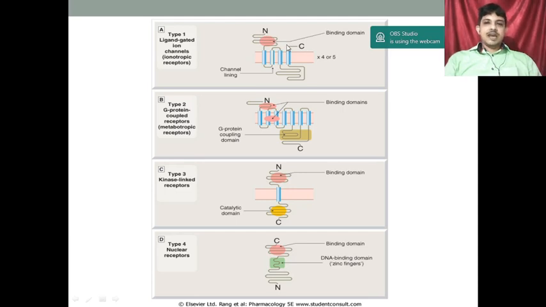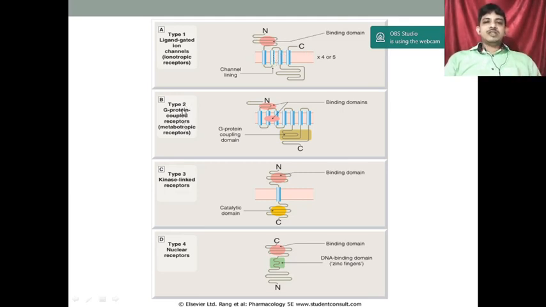Each subunit consists of four helices, and there are 4 to 5 subunits. So the N terminal and C terminal are both present outside the cell membrane.